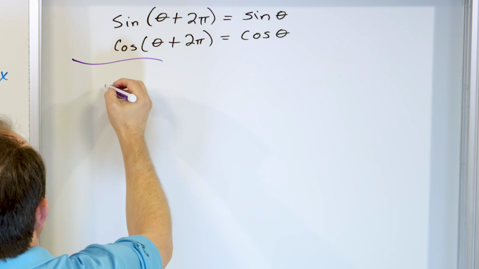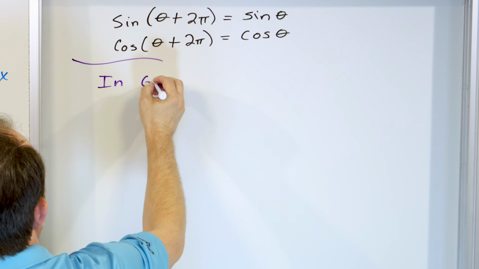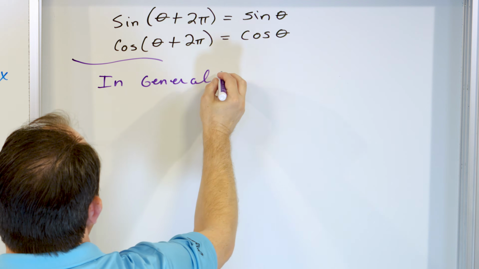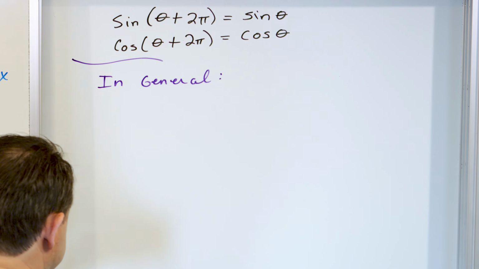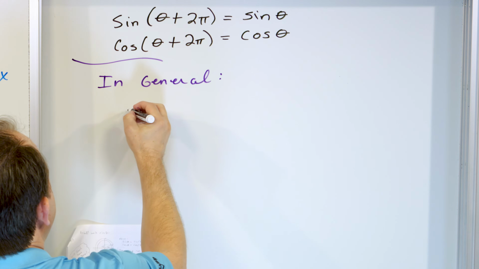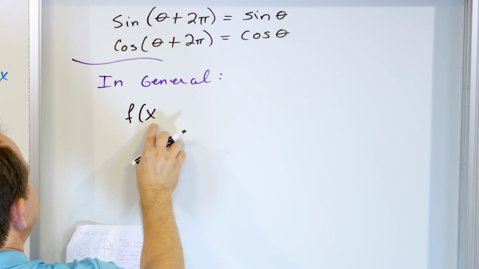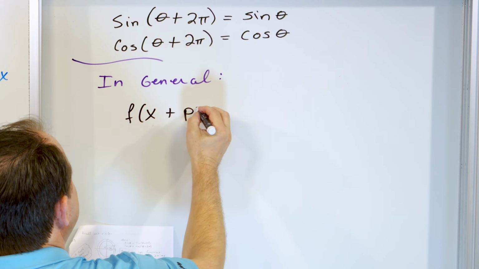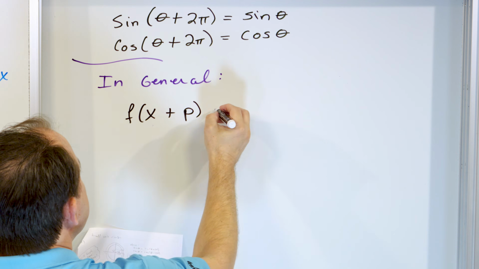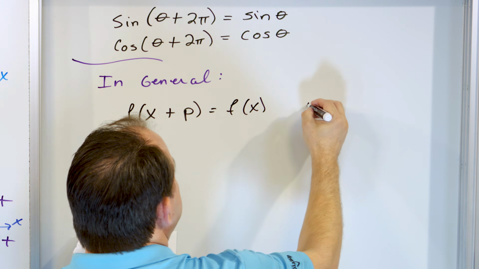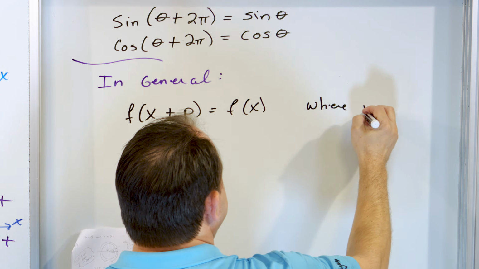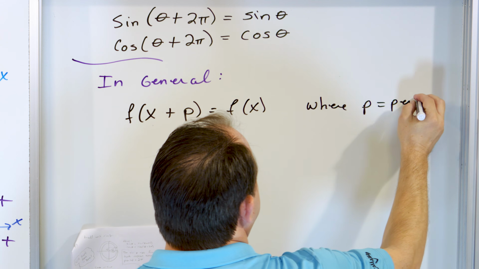But again, we can say something like this in general. In general, we can write down something that you see in your book, and a lot of students just overlook it and don't really care. If you have a function and you have an input value of x and you add to it some period, which you know the period of the function, you're going to get exactly the same value back as if you just stuck x in there. And I'll say where p is the period.